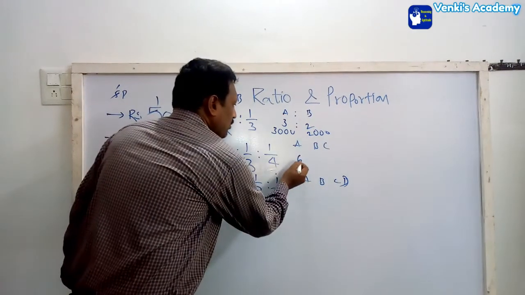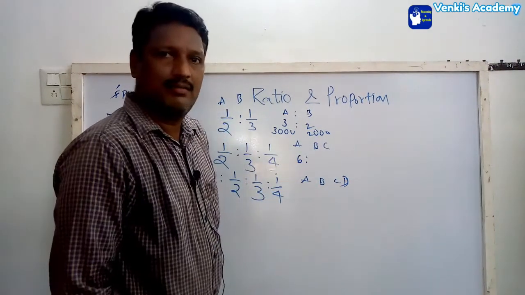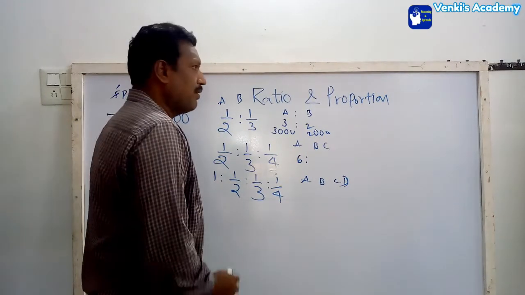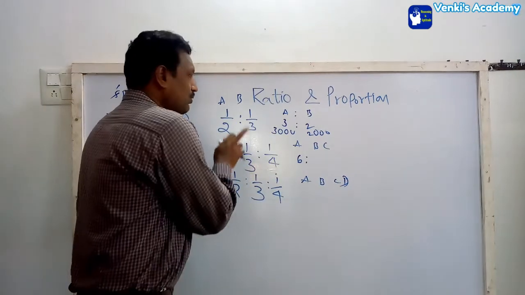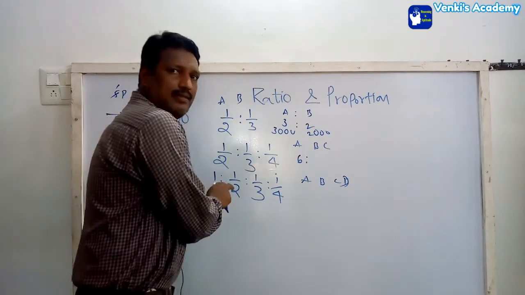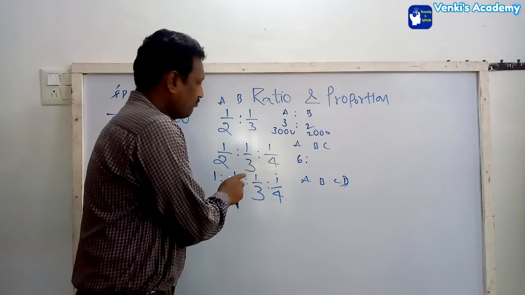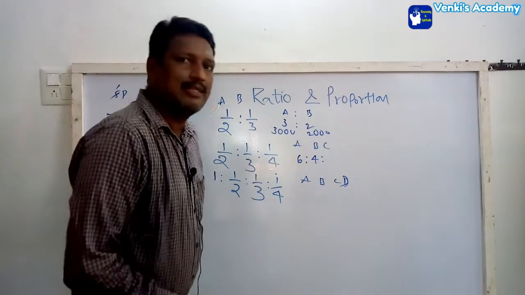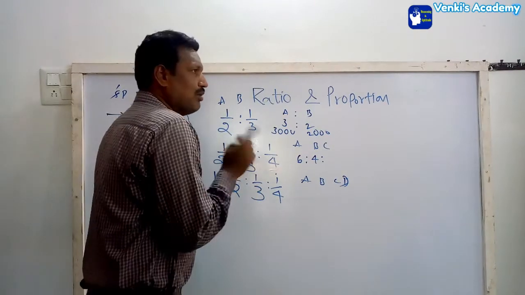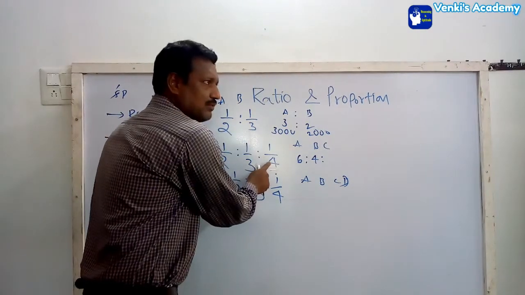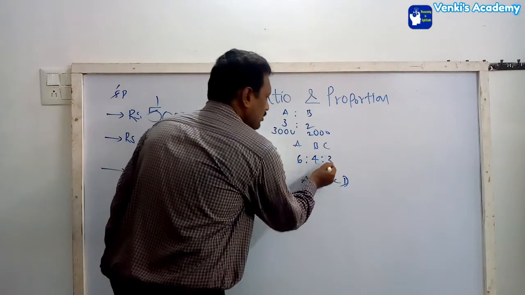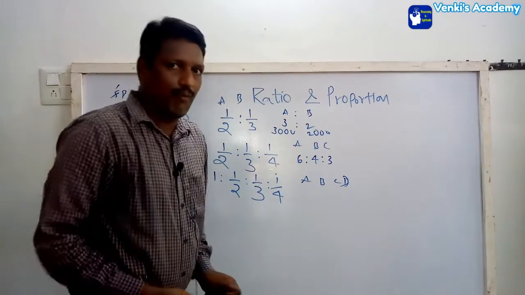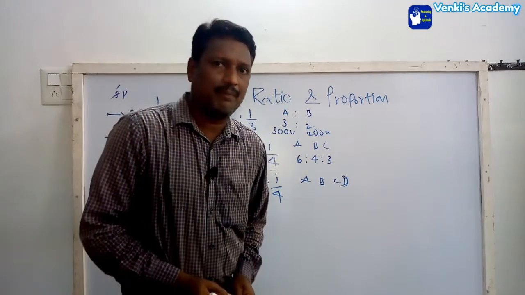So we just had to find the share of A. A got 6 parts. Now the LCM is 12. So 12 is divided by 3, 4 times. 4 into 1 is 4. Similarly, the LCM is 12. 12 divides by 4 means 3 times. 3 into 1 is 3. So now we have converted these fractions into the integer form. 6 is to 4 is to 3.